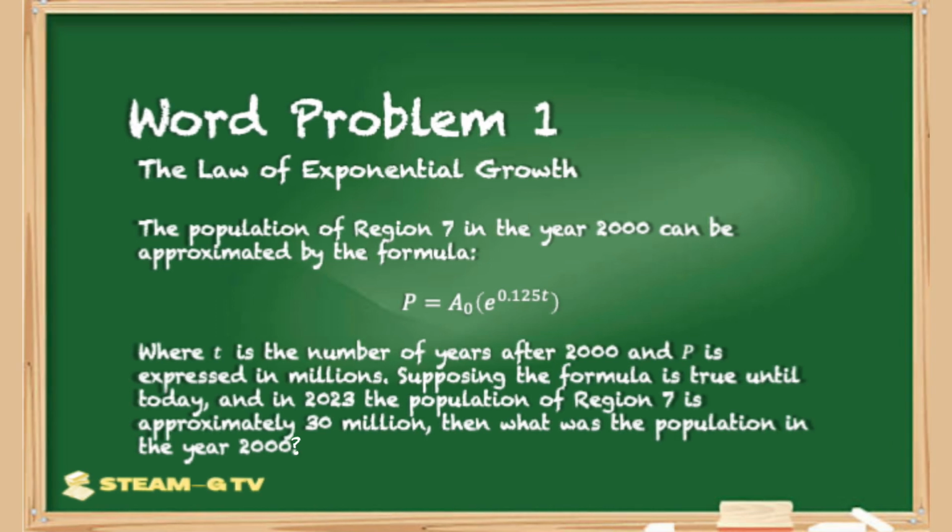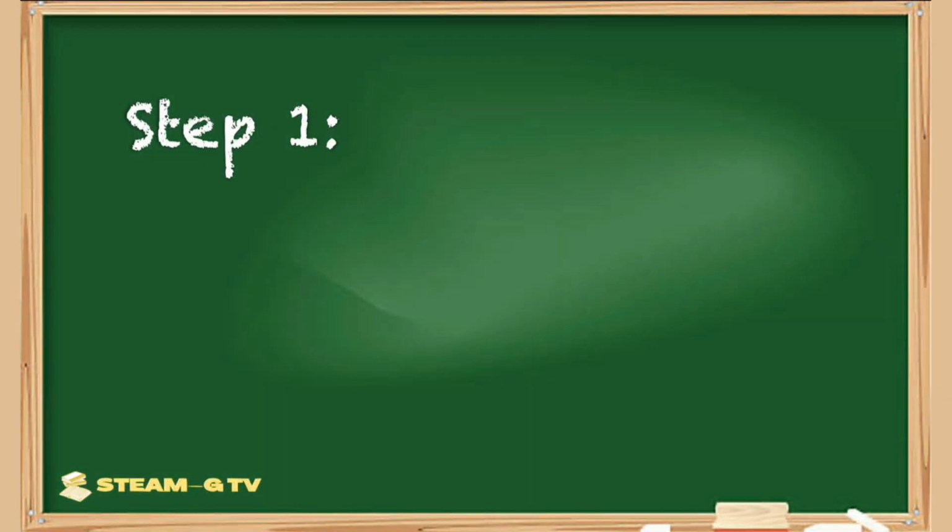The population of Region 7 in the year 2000 can be approximated by the formula P equals A0 times e raised to the power of 0.125 times t, where t is the number of years after 2000 and P is expressed in millions. Supposing the formula is true until today, and in 2023 the population of Region 7 is approximately 30 million, then what was the population in the year 2000? Let's try solving this. Step 1.